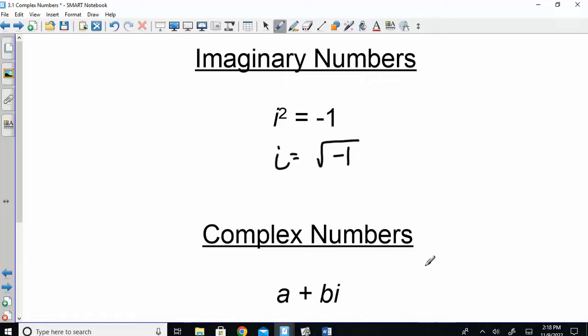This is the standard form. So real plus imaginary. On any of these problems, I will say write your answer in the standard form. So that means I expect a plus bi, real plus imaginary, every time.